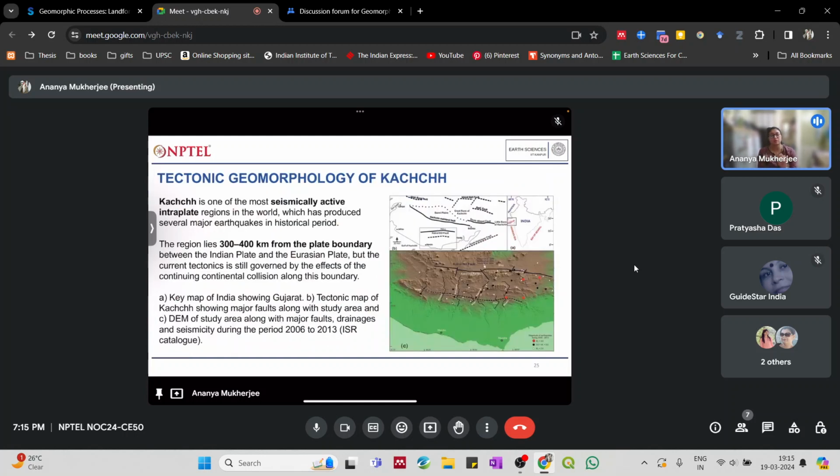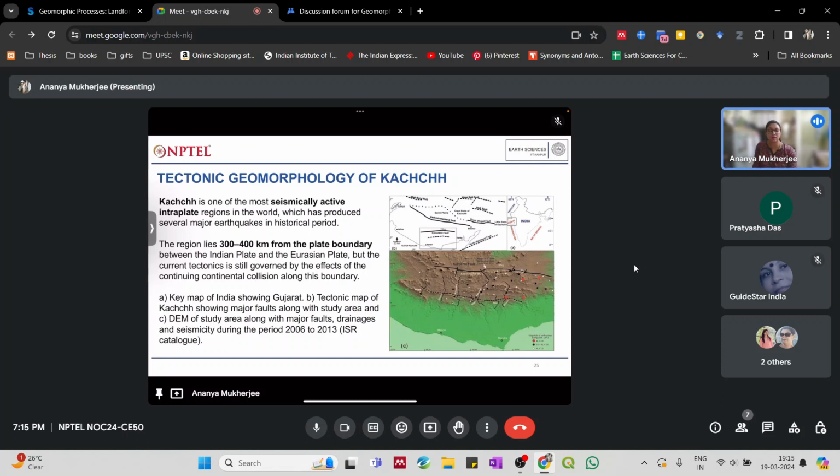Now we will see how, as we know, the Rann of Kutch is an arid area. In Kutch there is an interplay of both tectonic geomorphology and previously formed aeolian geomorphic features. And Kutch is one area where you have intra-plate seismic activity.